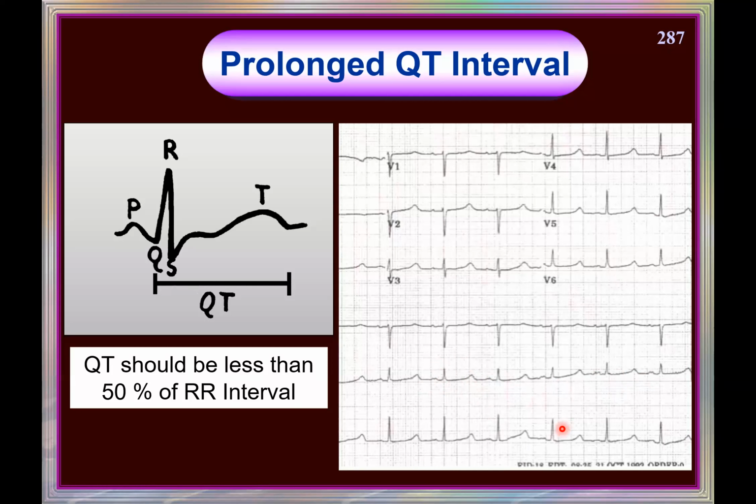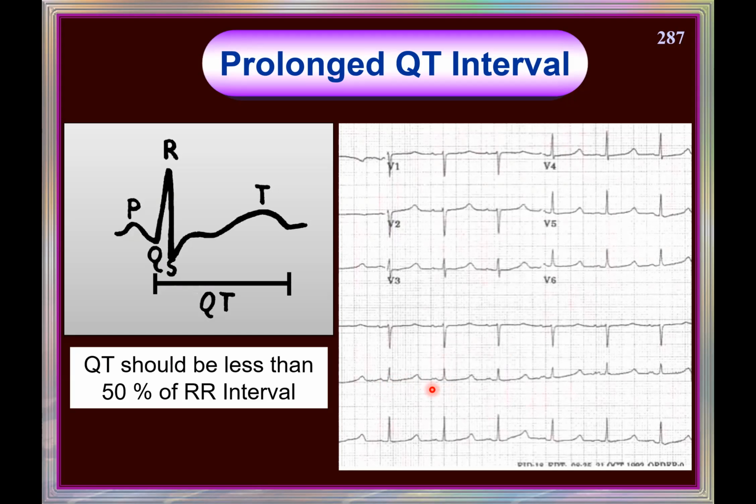Okay, is it more than the half of the RR interval? What is the RR interval? 1, 2, 3, 4.5 boxes, or 4 boxes and 2. 4 boxes is 0.8, and then 4 boxes is 20, 20 plus 2, 22 small boxes. 4 into 5, 20 small boxes and 22. Here, how much is the QT interval? QT interval is 1, 2, more than 2, nearing 3 boxes, more than half of the RR interval. Okay, so this is what is called the prolonged QT interval.